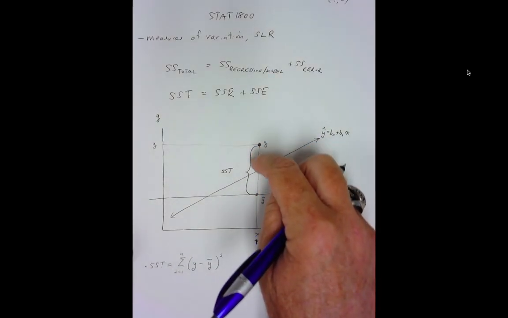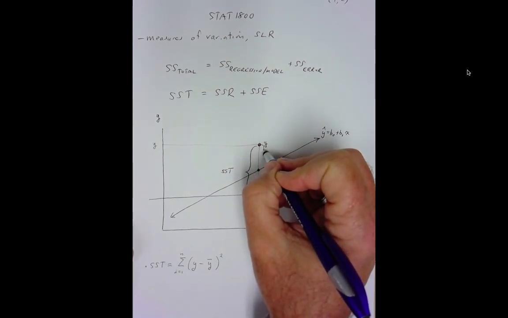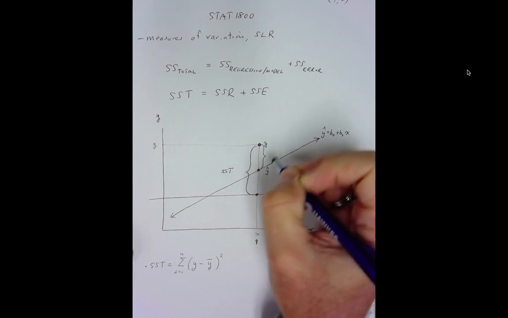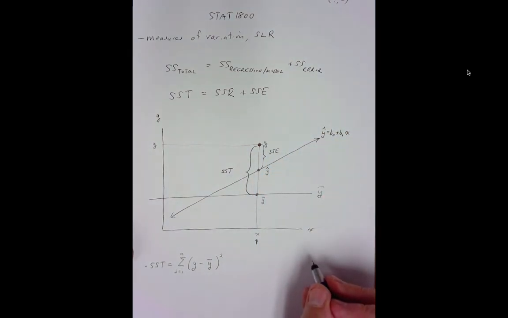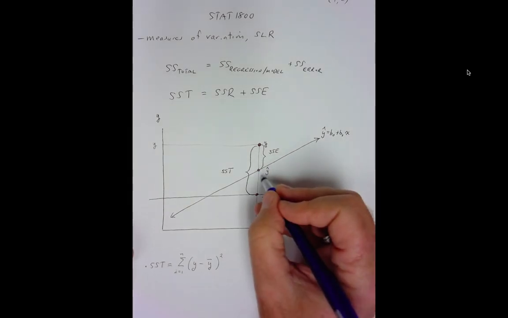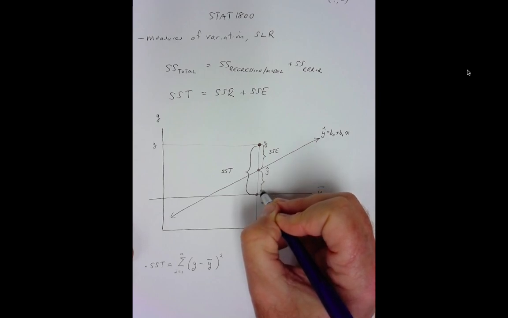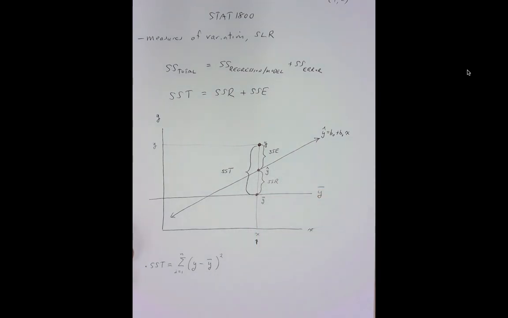Now, this total sum of squares can be partitioned into two parts. It can be partitioned into this part right here, which is the sum of squares for the error. That's the difference between what we observed and what we predict. And the distance from right here can be partitioned into what we call the sum of squares for the regression, or the sum of squares for the model. So guys, we can see that the sum of squares for the regression can be what?